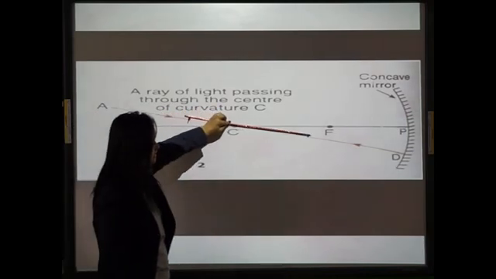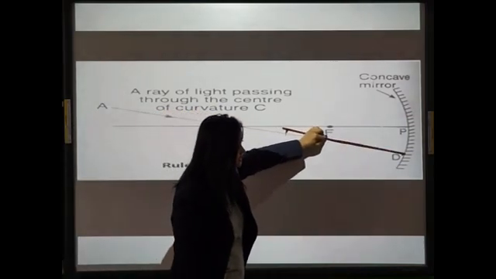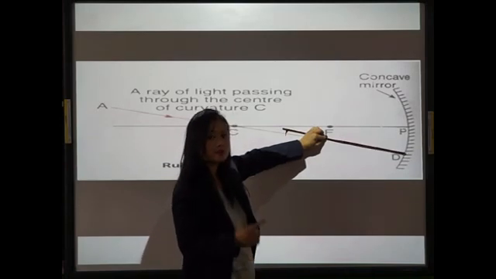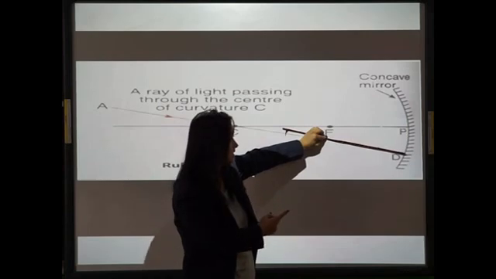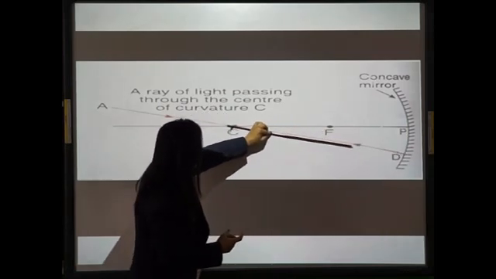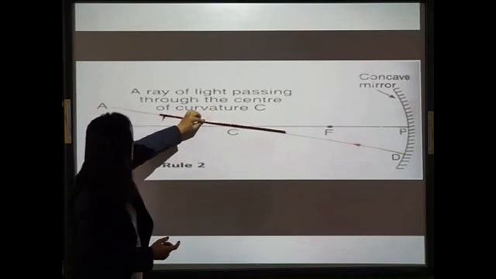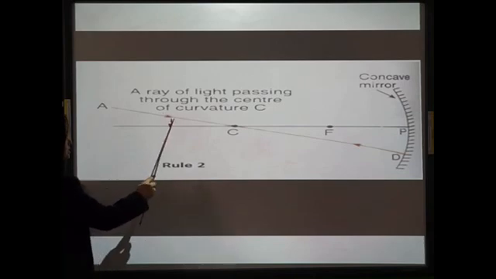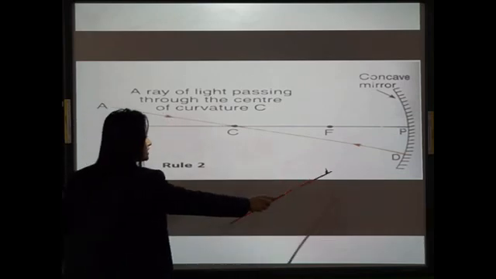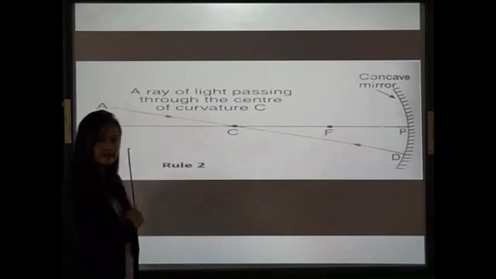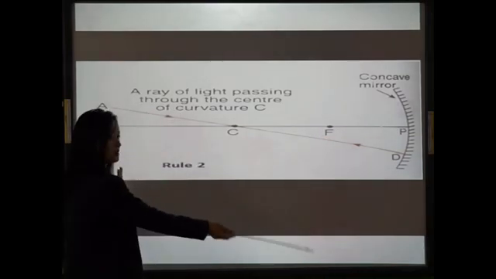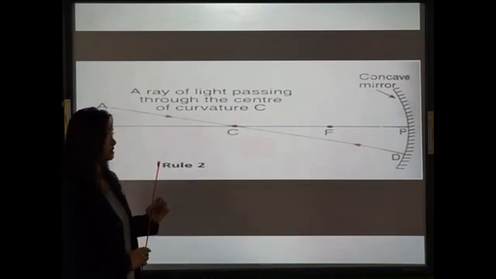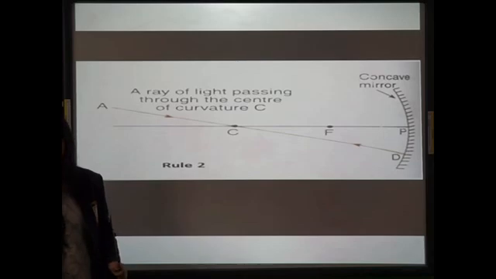When it passes through the center of curvature and strikes the reflecting surface, after striking, it will reflect back along the same path. That means it will also pass through the center of curvature. So we can only see one line here. This arrow shows the incident ray and this arrow shows the reflected ray. So the incident ray and the reflected ray lie on the same path, that is through the center of curvature. This is your second rule.